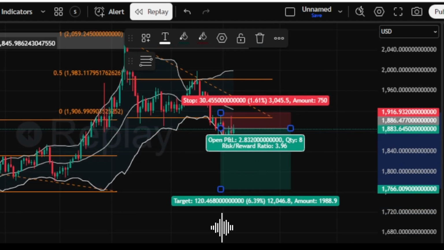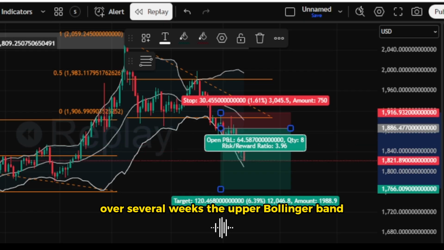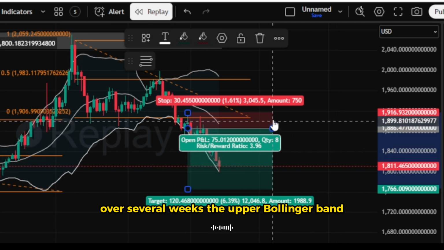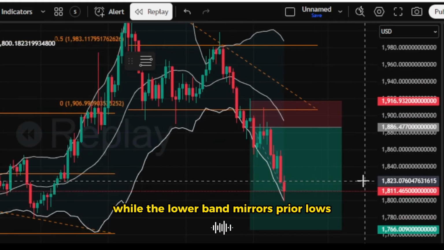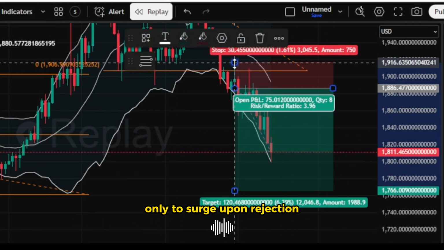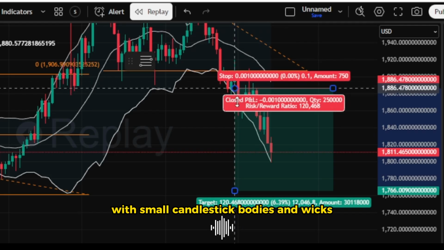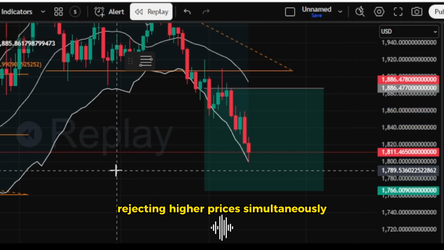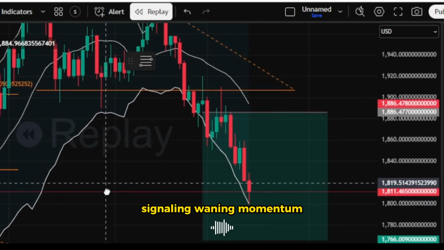Case study example. Consider a stock consolidating within a clearly defined range over several weeks. The upper Bollinger Band consistently aligns with prior swing highs, while the lower band mirrors prior swing lows. Volume dries up near these extremes, only to surge upon rejection. A patient trader observes price approaching the upper band with small candlestick bodies and wicks rejecting higher prices. Their relative strength index shows bearish divergence, signaling waning momentum.